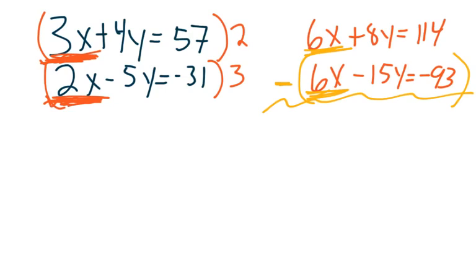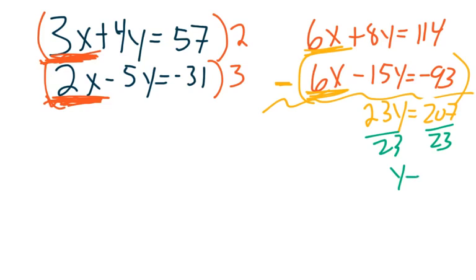So 6x minus 6x is 0. We've eliminated the x. 8y minus negative 15y gives us 23y. And 114 minus negative 93 is 207. And so now we divide by 23 and we solve for y. So y is going to equal 9.